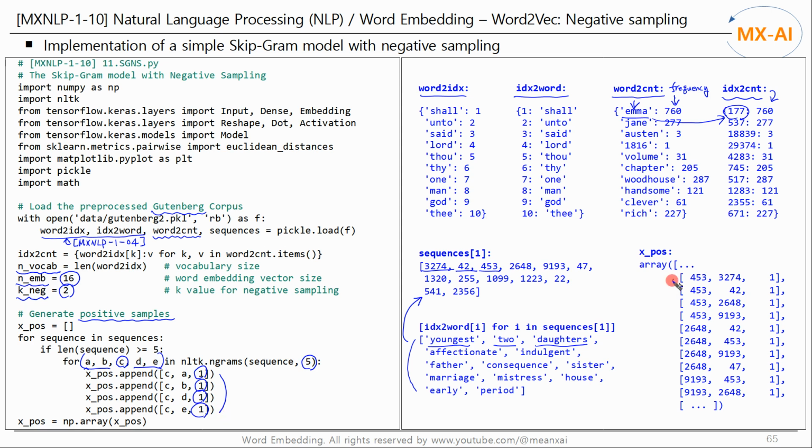The positive pairs generated from this sequence are as follows. In this 5-gram sequence, the number 453 is the target word index, and these numbers are the context word indices. This is the array xpos.